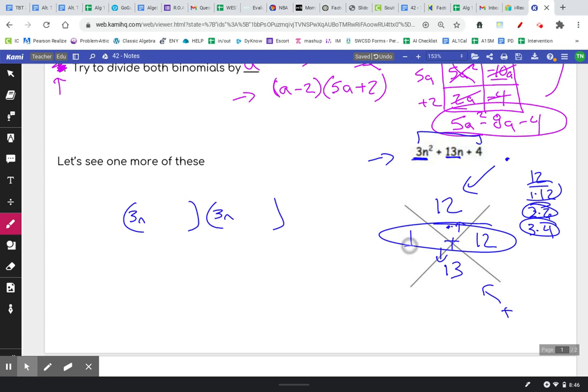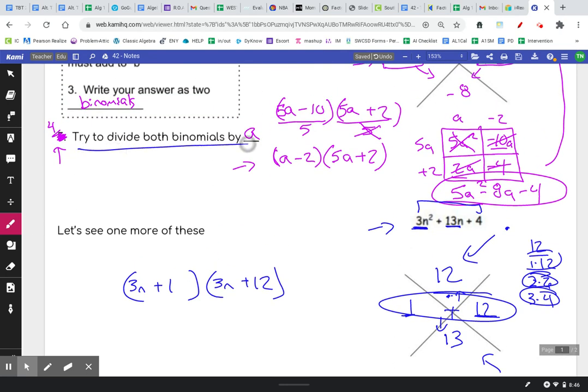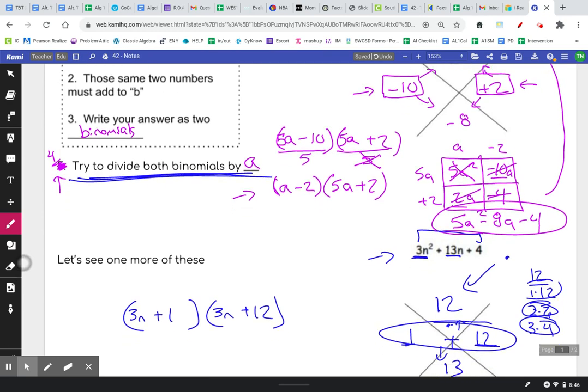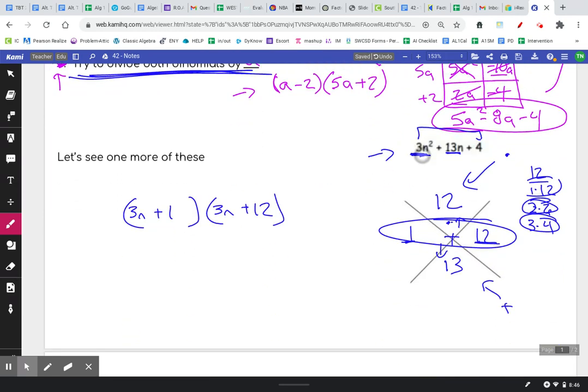I have my two terms, a positive 1 and a positive 12, plus 1 plus 12. It doesn't matter which binomial you write them in. And then step 4, this last new step, try to divide both of those by what a is. So a is 3, or a positive 3. I'm going to try to divide this one by 3, and this one by 3, and see which ones work.